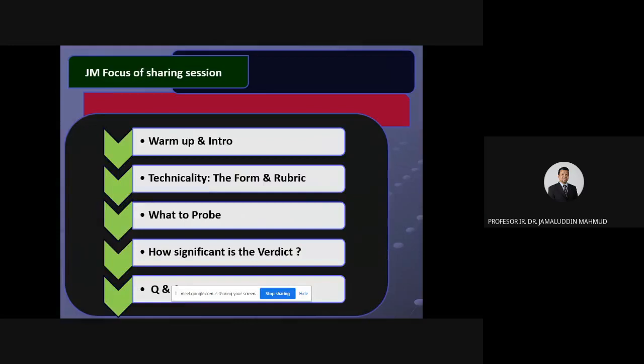Okay, so the focus of the sharing session for today is there's going to be an intro, and then first I'm going to show you the technicality, meaning the form and the rubric, the current one, and then what to probe, and then how significant is the verdict that we give, and then we're going to have a Q&A session.